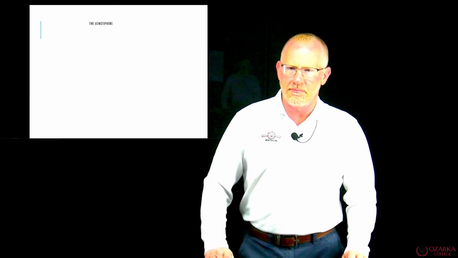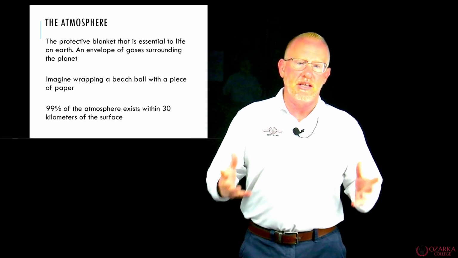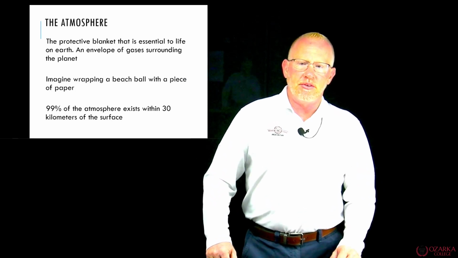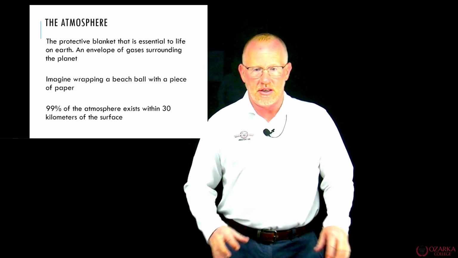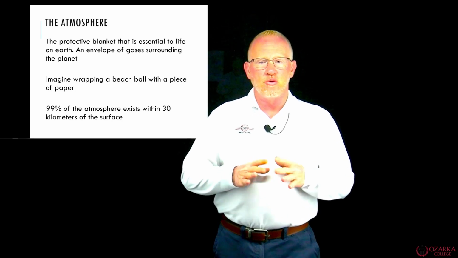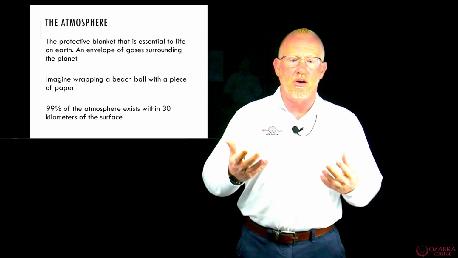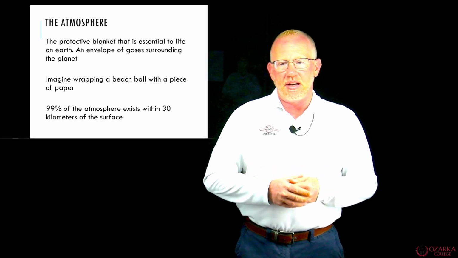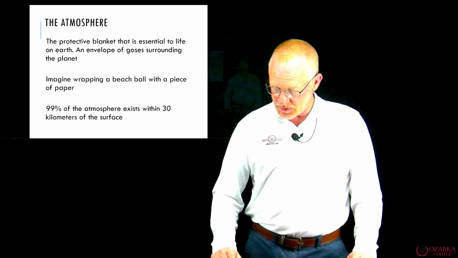All right, so this is section 1, the atmosphere and causes of weather. So the atmosphere. What is the atmosphere? The atmosphere is a protective blanket that is essential to life on Earth. It is an envelope of gases that surrounds our planet. So imagine wrapping a beach ball in a piece of paper. That would represent our atmosphere, okay? 99% of the atmosphere exists within 30 kilometers of the surface.